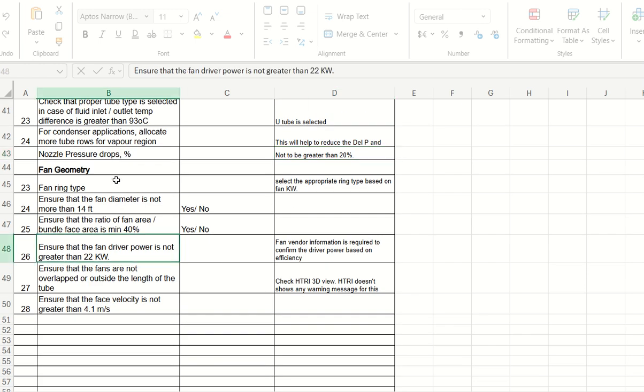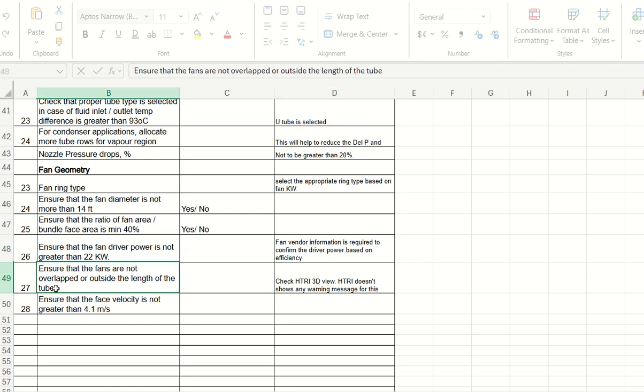And then there's the fan geometry, fan ring type. Select the appropriate ring type based on the fan kilowatts. Ensure that the fan diameter is not more than 14 feet. Ensure that the ratio of fan area to bundle area is minimum 40%. Ensure that the fan driver power is not greater than 22 kilowatts. Fan vendor information is required to confirm the driver power based on efficiency. So this is vendor scope.